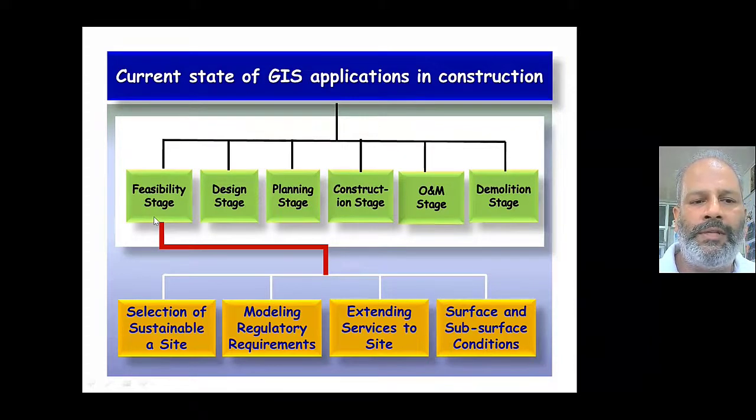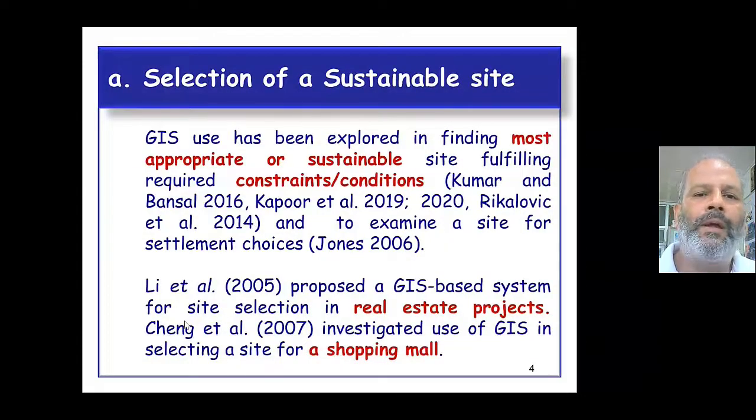The reported application areas of GIS in feasibility stage are selection of sustainable site, modeling of regulatory requirements, extending services to site, surface and subsurface conditions. So first reported area, that is the selection of a suitable or sustainable site.